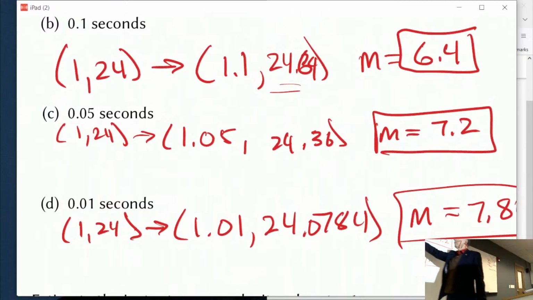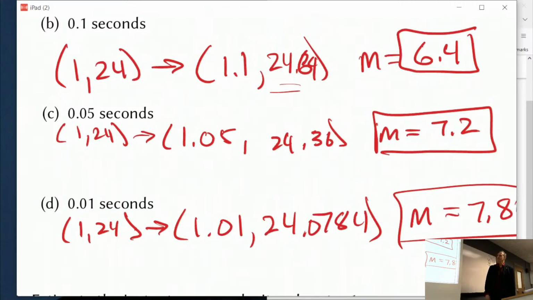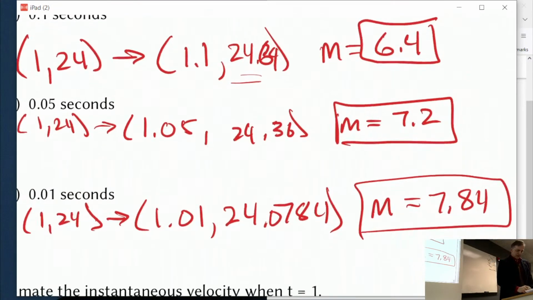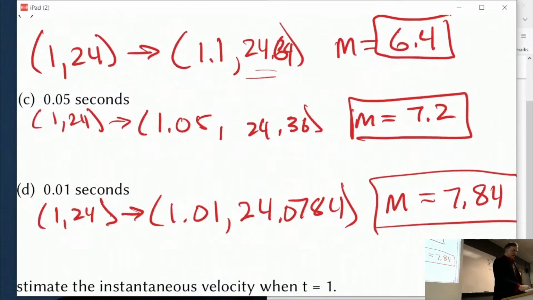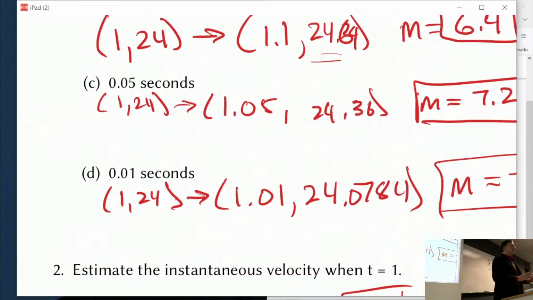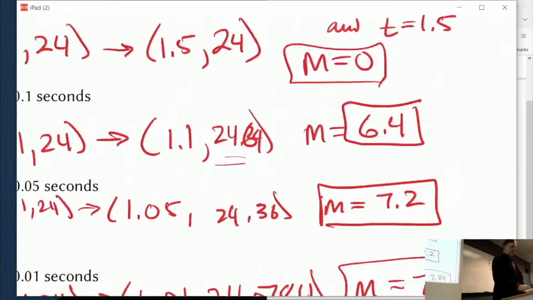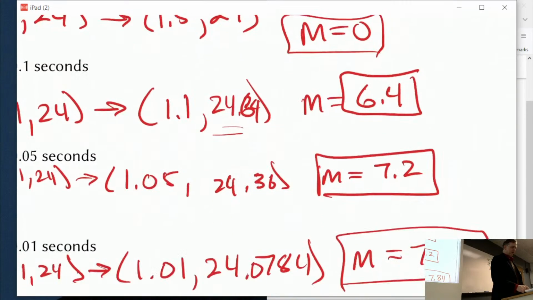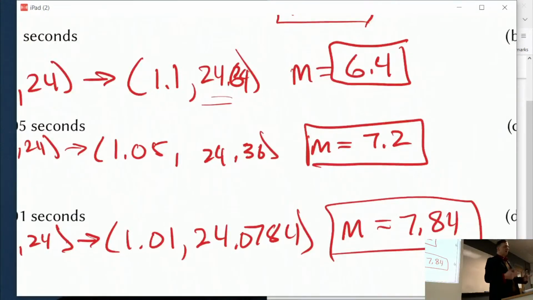Here, I plugged in 0.05 seconds, so that's from 1 to 1.05, and I got an M of 7.2, and then I did the same thing for 0.01, and I got M is 7.84. Hopefully you're recognizing these numbers. Like I said, looks like some of you have those numbers. And then the final thing, I should have said it the same way that the book did: take a guess. There's no calculation here. You just look at this: I get 0, 6.4, 7.2, 7.84. It looks like they're getting closer and closer to 8.